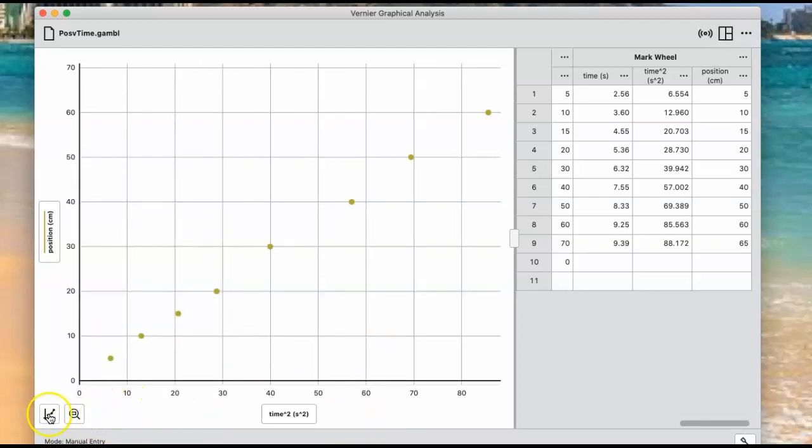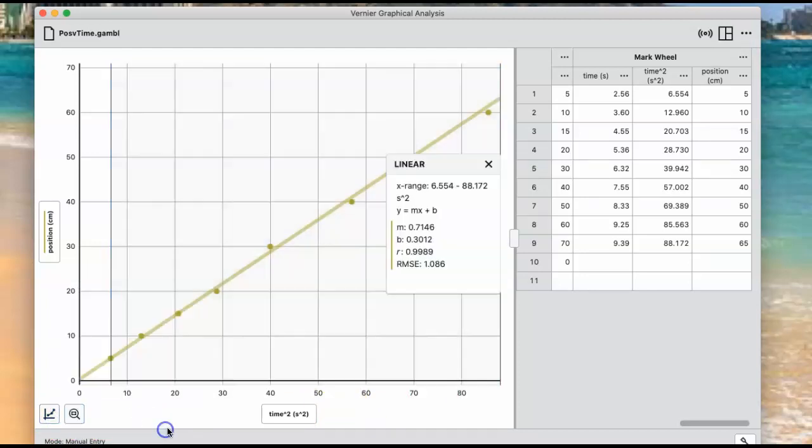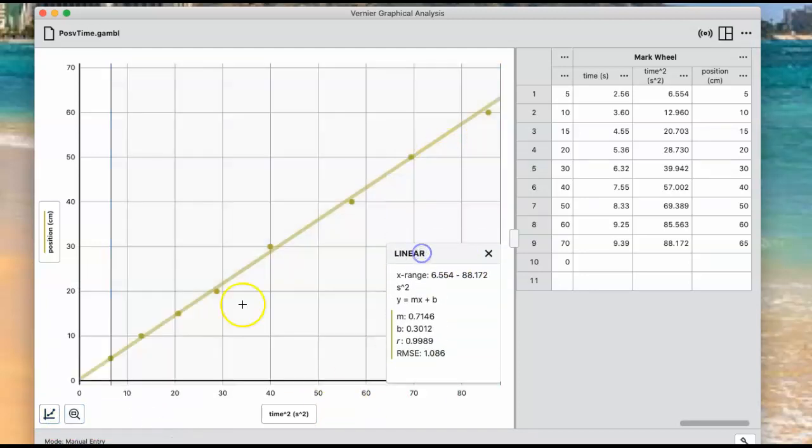And so I can see now if I choose a linear fit, that should be pretty good, considering the data that we have. Pretty decent. And then now you can write down this y equals mx plus b equation, and then you're going to compare it to your other one. So that is how you linearize the graph.